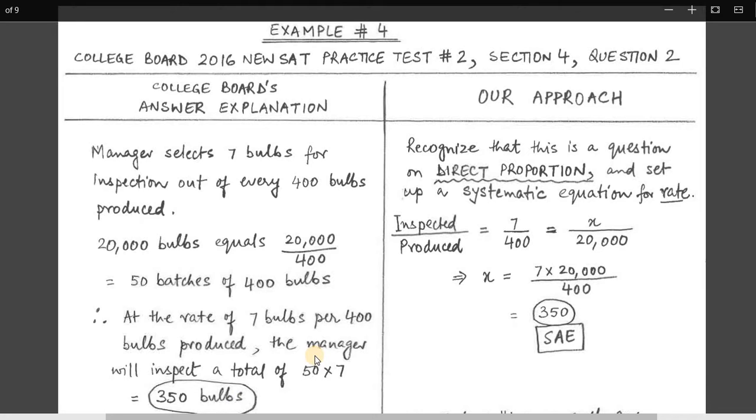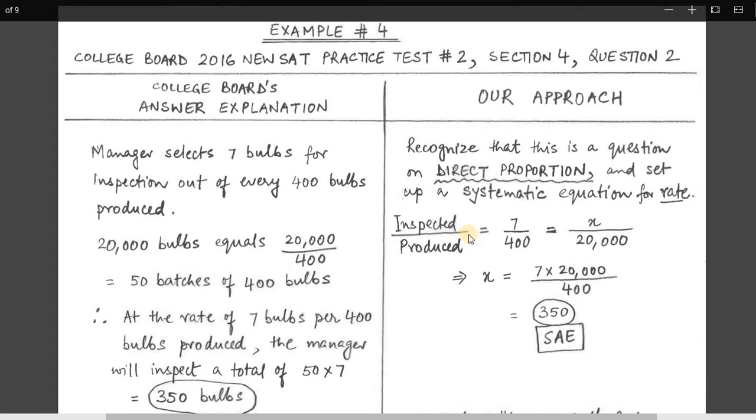Just the way it is written, I find it very confusing, and most likely a lot of other people also find it confusing. Now look at my approach here. Essentially, you need to set up a systematic equation for rate. Just set up the equation, the rate equation that you've learned about. In this case, it is a direct proportion, right? As the number of bulbs produced goes up, the number of bulbs that you need to inspect will also go up. So it's a direct proportion.